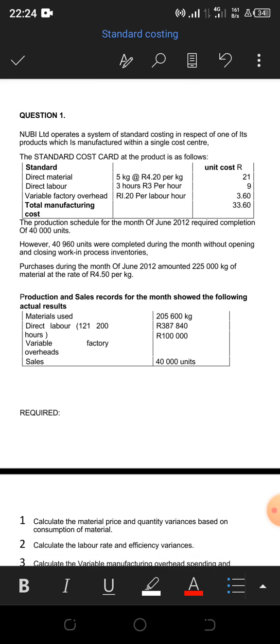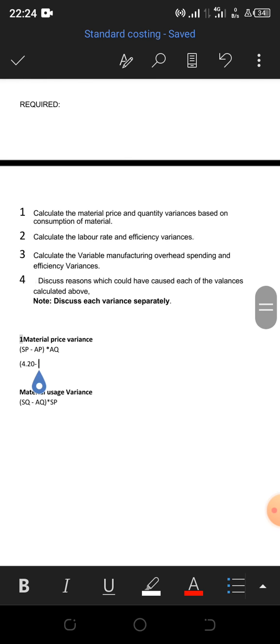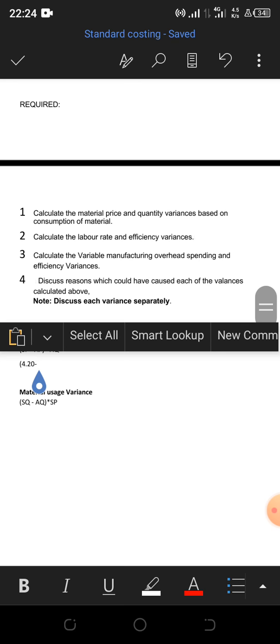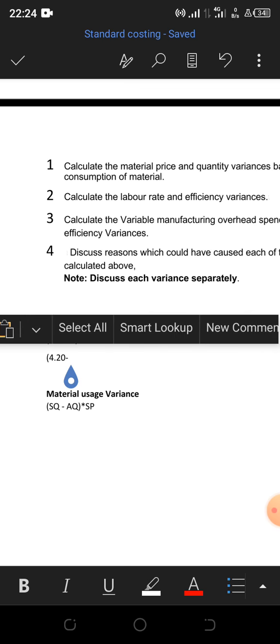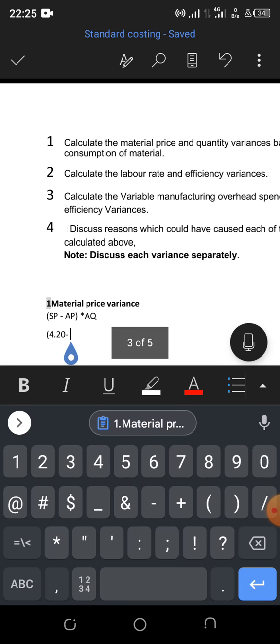Look at the second paragraph. They say the purchases during the month of June 2012 amounted to 225 kg of material at the rate of 4 rand 50. In other words, we have spent more than what we budgeted. So that's the knowledge that you have to understand, because on the last question we are required to explain.